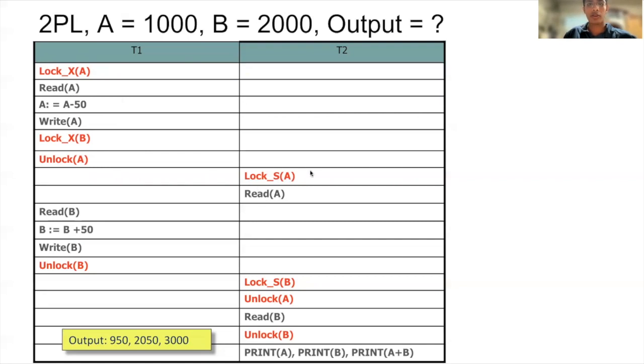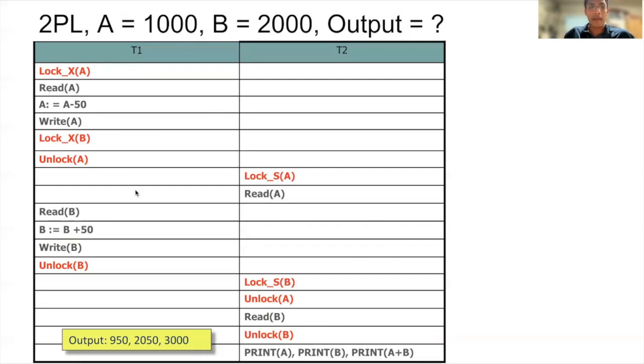T2 will acquire a shared lock on A and read A. T1 will then read B, write B, update it by transacting the $50 to B, write it, and then unlock it. And then T2 will get its shared lock on B, unlock A, read B, unlock B, and print the output. And here for T2, it'll actually now get the correct values. It'll actually read and print the correct values.